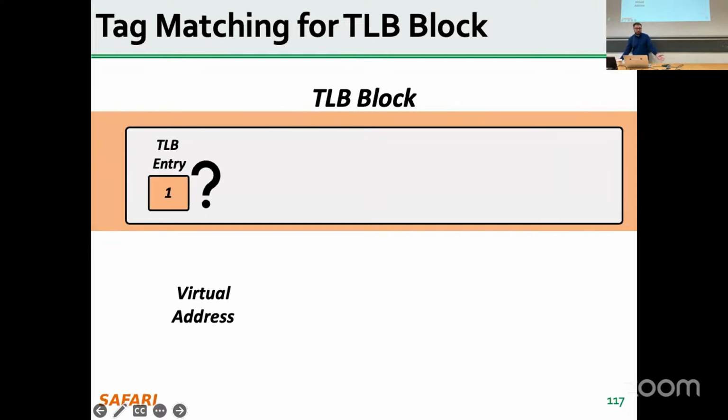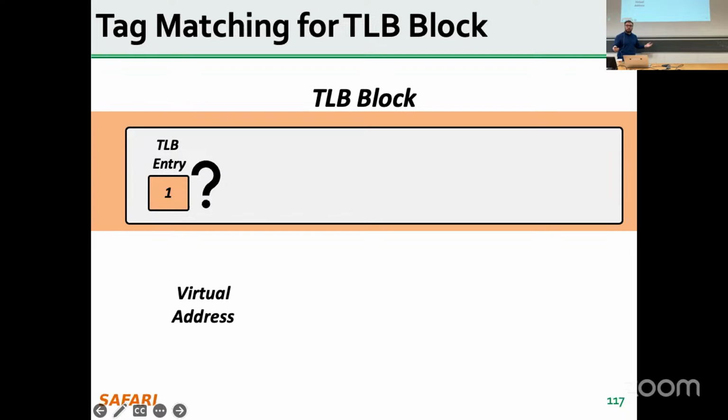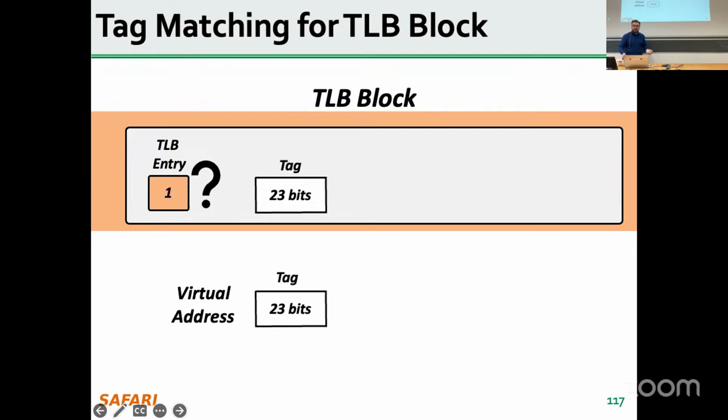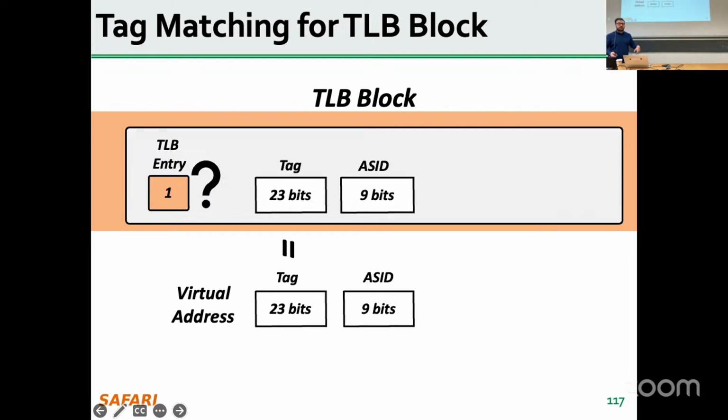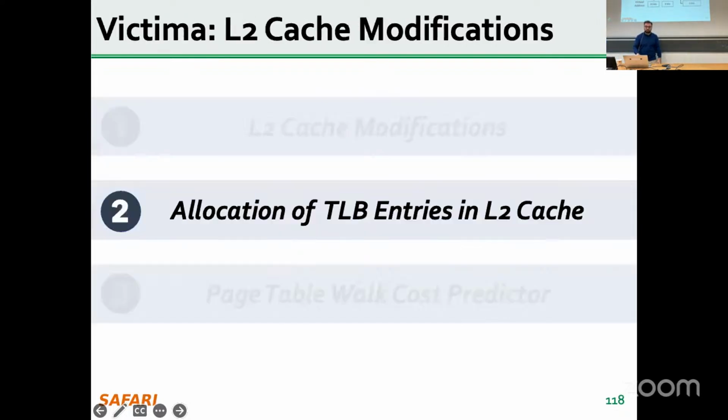How does tag matching happen? We take the virtual address. We ask the question, is the TLB entry bit set to 1? Yes. We compare the tags then. Are the tags matching? Yes. Is the ASID matching, which means, am I the correct process? Yes. Then we simply use the offset to select which one of the page table entries we will load and how we will translate our data.